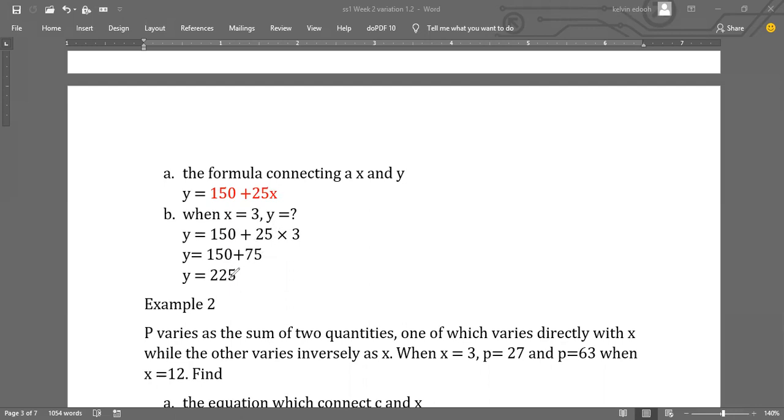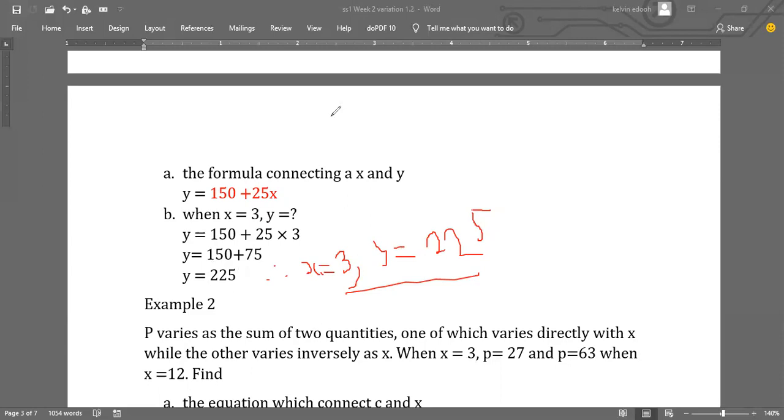So if you put it together, you have y equal to 225. So you can say, therefore, when x is 3, y is equal to 225. That is the important statement there. So that is the answer to that question.